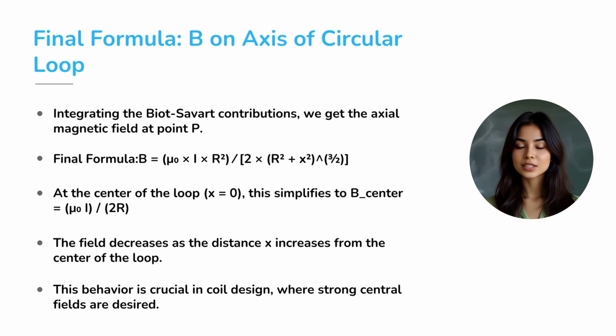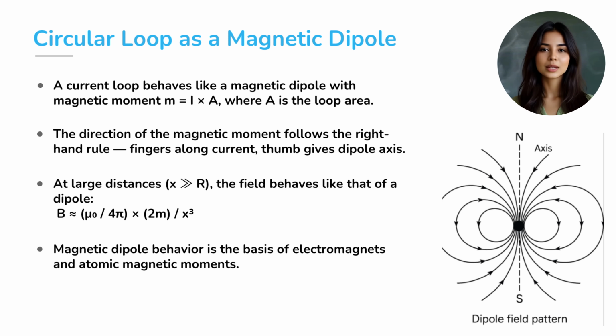At the very center of the loop, where x equals 0, it simplifies to B equals mu naught I by 2r. Simple and powerful. And as we move away from the loop along the axis, the field decreases rapidly. This knowledge is crucial in designing devices like Helmholtz coils, where a nearly uniform magnetic field is needed between two loops.